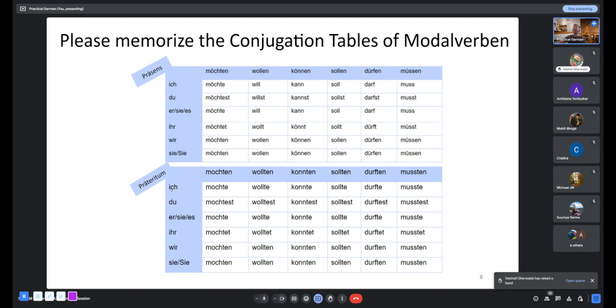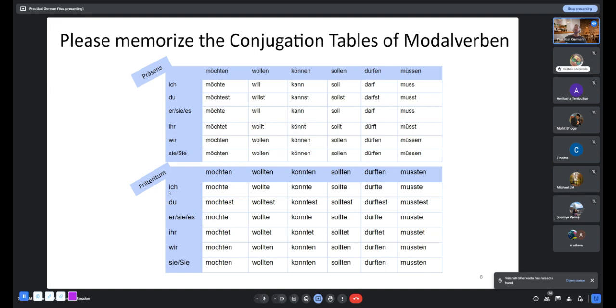Now, what about ich and er, sie, es? Again, it's the same. Mochte, mochte, wollte, wollte, konnte, konnte, sollte, sollte, durfte, durfte, musste, musste. How do you know that? All you have to do is take the actual verb and remove the end sound. So mochten becomes mochte, wollten becomes wollte, konnten becomes konnte, sollten becomes sollte. Remove the end sound, right? That's all you have to do. So for ich, if you know for ich, you know for er, sie, es. How easy German language is, right?